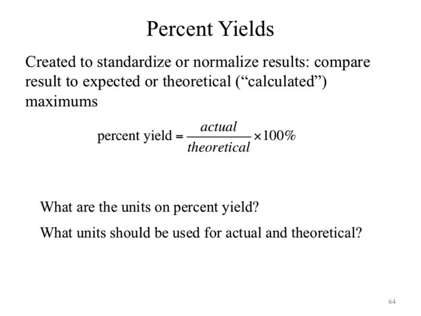Okay? The biggest thing that I want to change on this is this theoretical. We're going to change it to calculated. And it's going to be calculated from a limiting reagent situation. So those limiting reagent calculations we just did, we'll have to go through and run. What are the units on our percent yield?